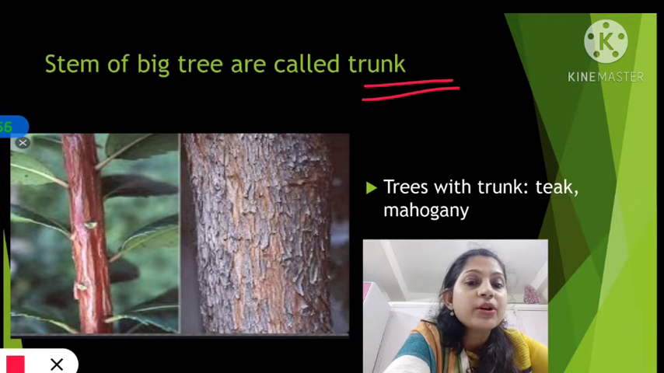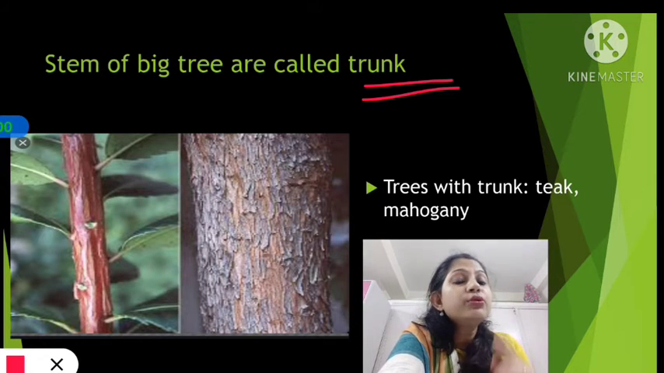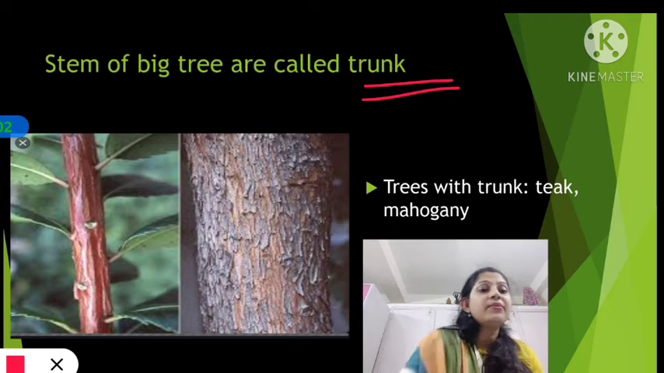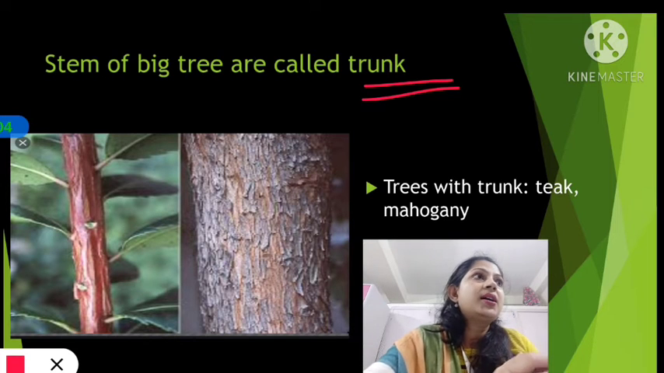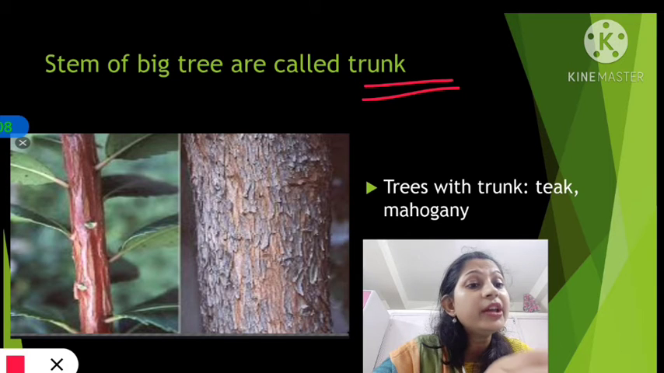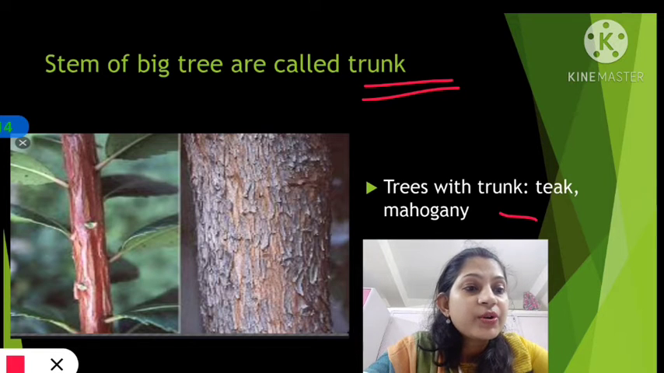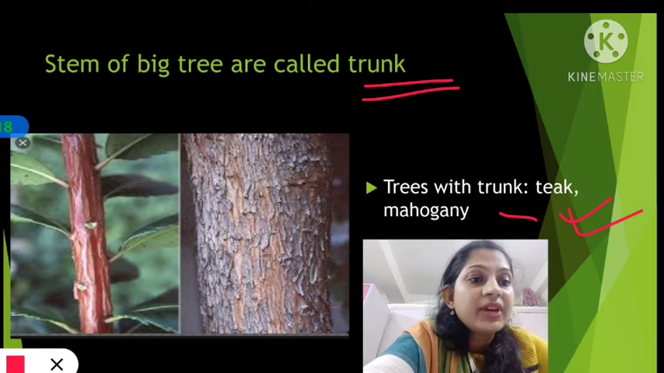Trunk. Okay, so the stem is present in all plants, isn't it? But those plants whose stem is very thick, very hard, very woody, that type of stem we call a trunk. Example, in which plant do we find a trunk? In teak wood, yes, in mahogany, even in a mango tree.